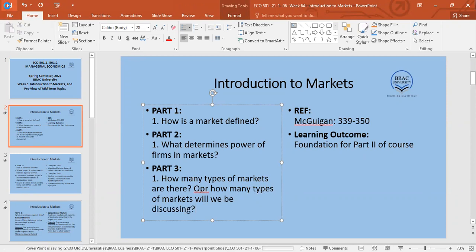The reference, as usual, is McGuigan, pages 339 to 350 for the time being. And the learning outcome of the introduction to markets is to pave a foundation for part 2 of the course.